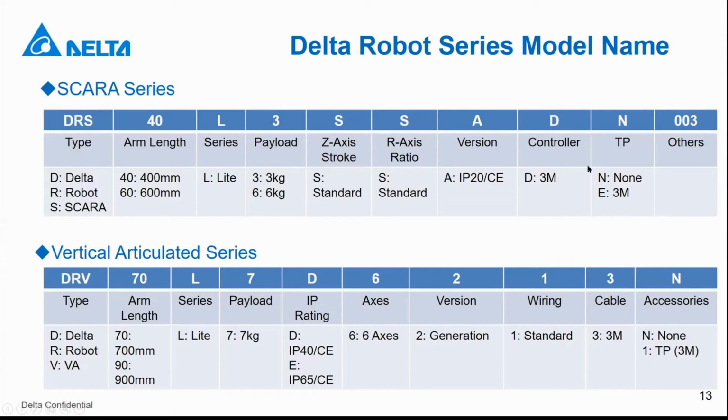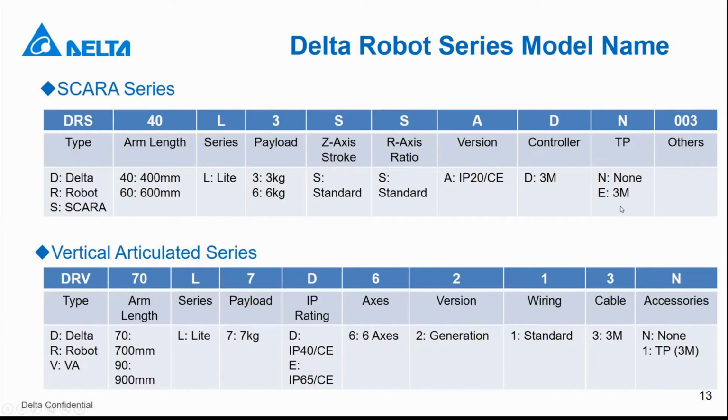And next is the control type. The control type here is used for choosing the cable length. For the cable between the robot and the controller, we have a 3 meter and a 5 meter option you can choose. And next is the TP.